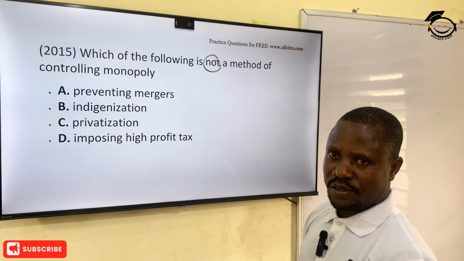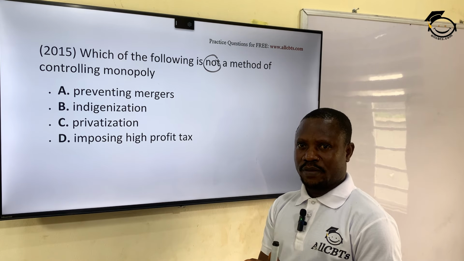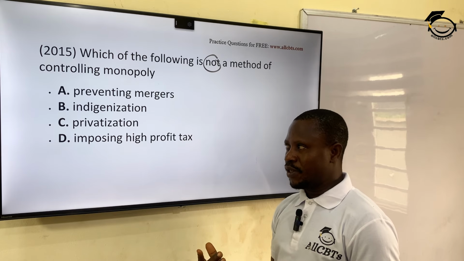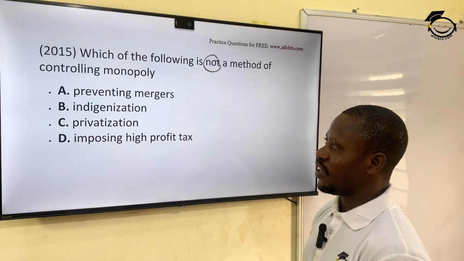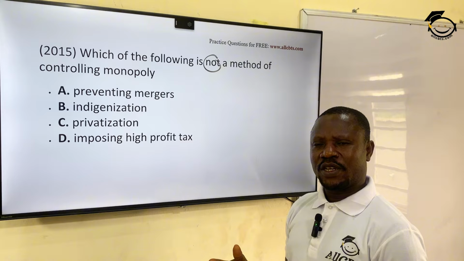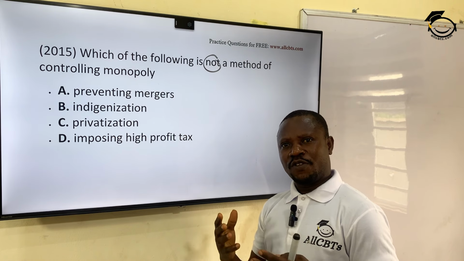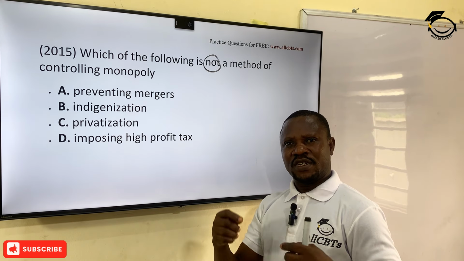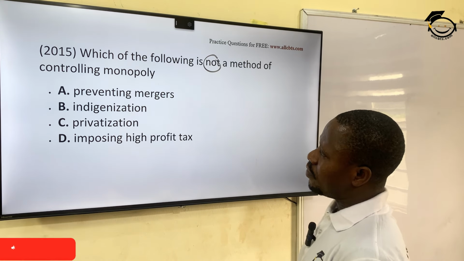Preventing mergers. What is mergers? Coming together of two or more companies to form one. They become strong, big, and large, and then they become a monopoly. So you are running away from monopoly and you are encouraging merger, you see, you run to monopoly. Indigenization. What is indigenization? Indigenization is involvement of local content in a particular company, involving the locals, the indigenes of a country in businesses, possibly operated by the foreigners.